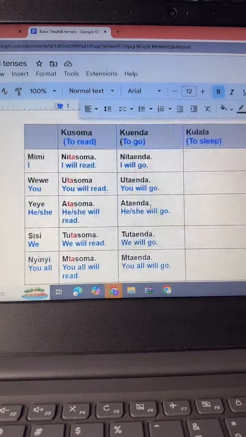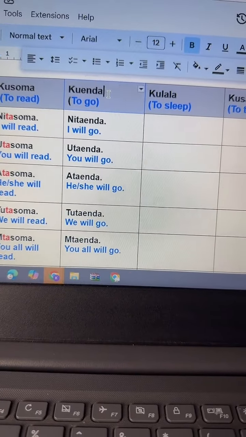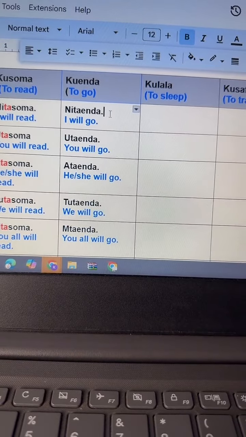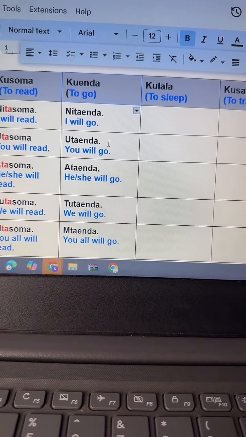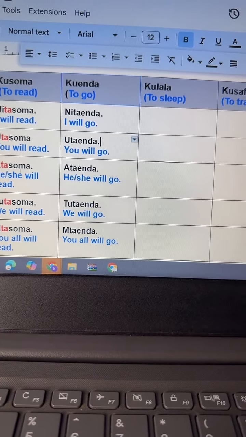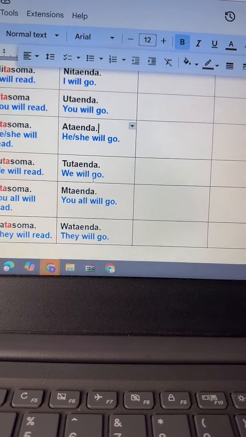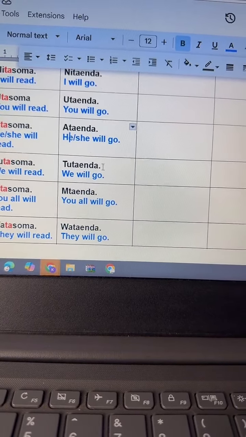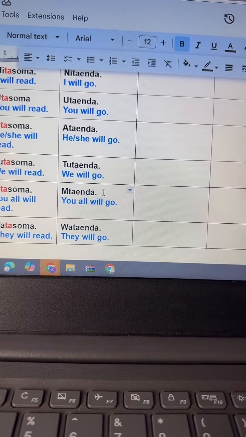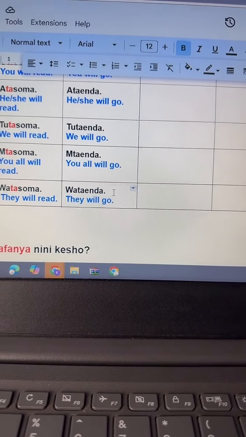We go to the next example. The verb is kuenda. Kuenda means to go. Mimi nitaenda, I will go. Wewe utaenda, you will go. Yeye ataenda, he or she will go. Sisi tutaenda, we will go. Nyinyi mtaenda, you all will go. Wao wataenda, they will go.